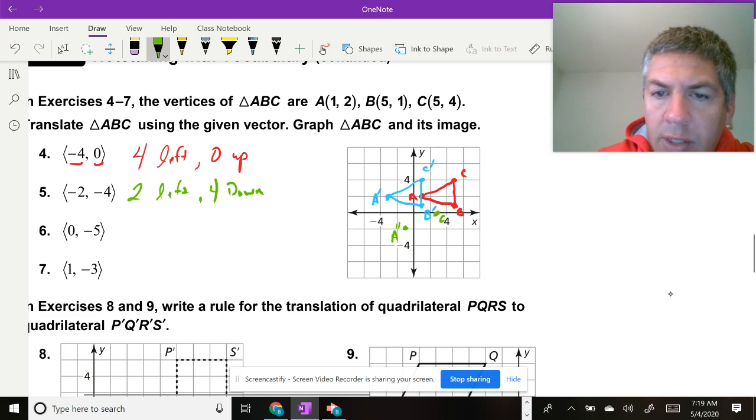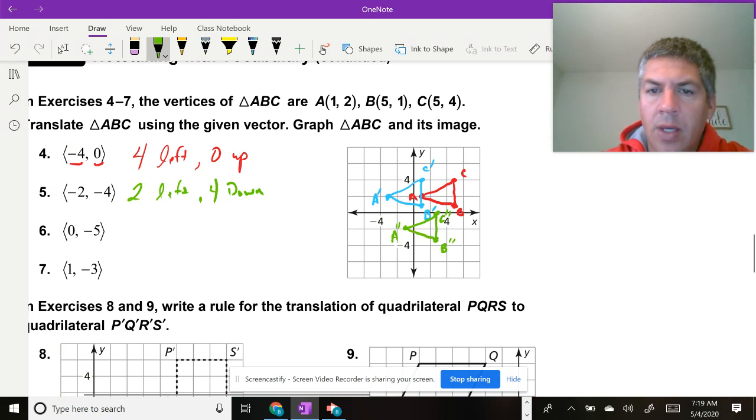We're going to call this C double prime. 2 left and 4 down, it's going to be right there. B double prime. Okay, so that's how we are going to move that particular picture.